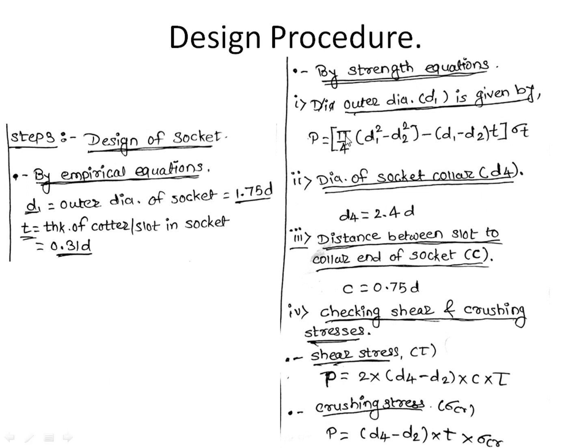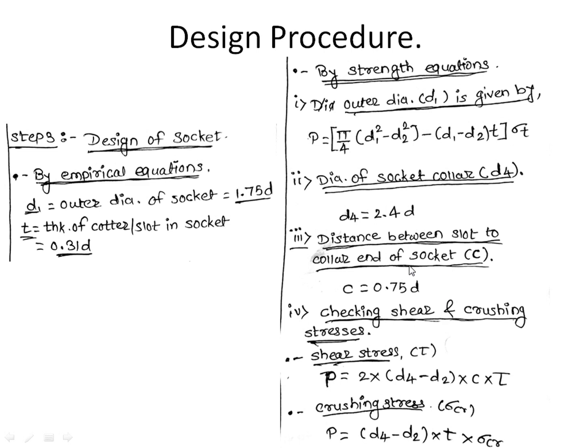Next, outer diameter of socket can also be found out by strength equation by assuming that the socket is subjected to tensile stress. The equation for the tensile stress for the socket is P is equal to pi by 4 (d1 square minus d2 square) minus (d1 minus d2) into t, multiplied by sigma t. The diameter of collar for socket, which is indicated by d4, is given by empirical equation, which is equal to 2.4 times the diameter of rod. Next, the distance between the slot end to the collar end of socket, which is indicated by c, is given as small c is equal to 0.75 times the diameter of rod.